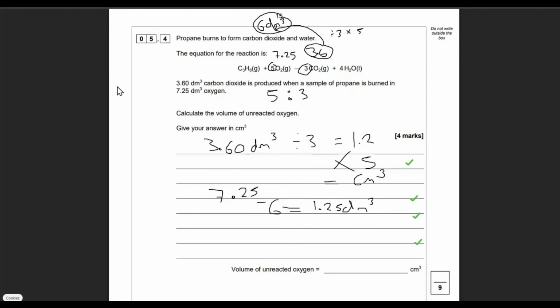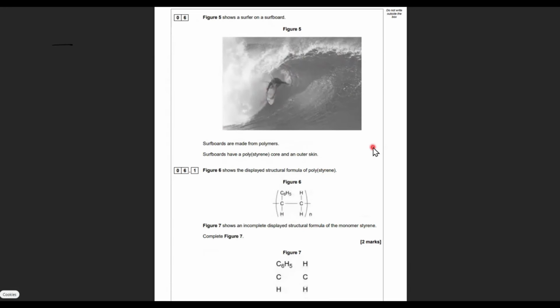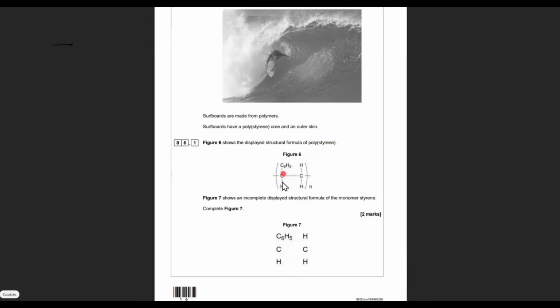Okay. Figure 8 shows a surfer on a surfboard. Surfboards are made from polymers. Surfboards have a polystyrene core and an outer skin. As you can see, this surfer's riding a wave. Figure 6 shows the displayed structural formula of polystyrene. Figure 7 shows an incomplete display structural formula of the monomer styrene.